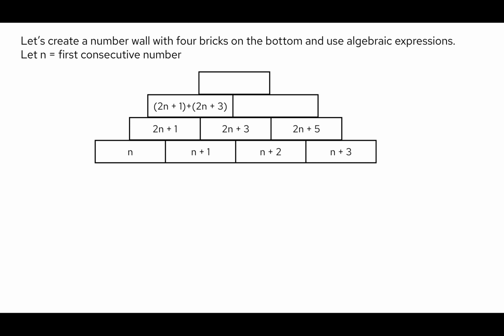Okay, again, we have 2n plus 1 and 2n plus 3. So 4n plus 4, which was on the top brick of our last one. And then 2n plus 3 and 2n plus 5, 4n plus 8. And now we combine those 2 bricks and we get 4n plus 4 and 4n plus 8. And we have 8n plus 12.